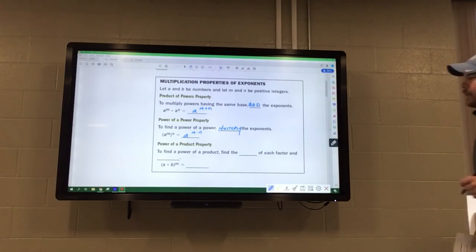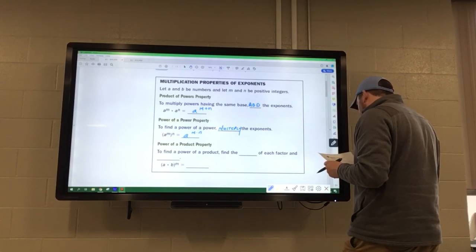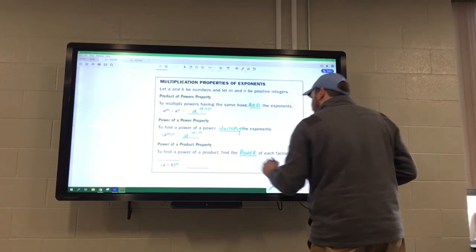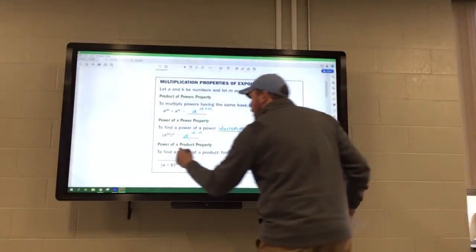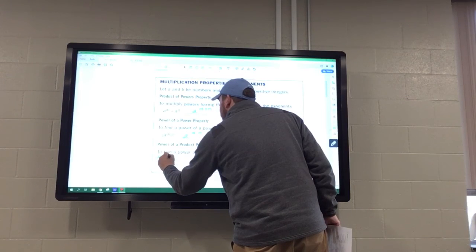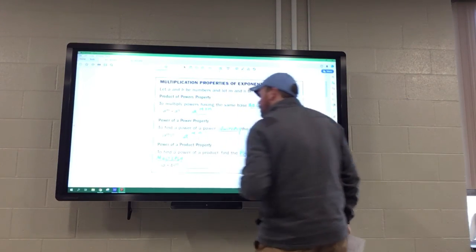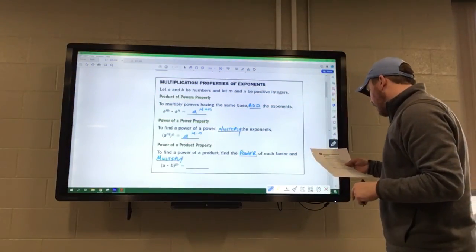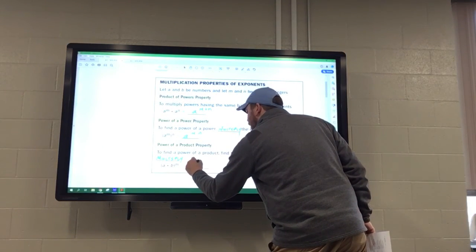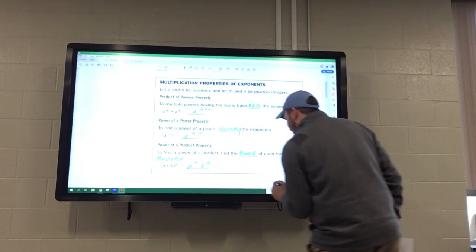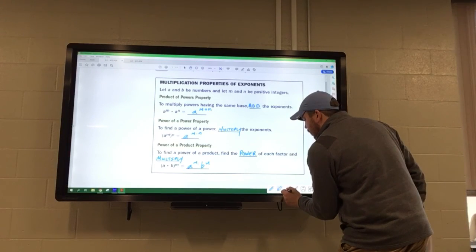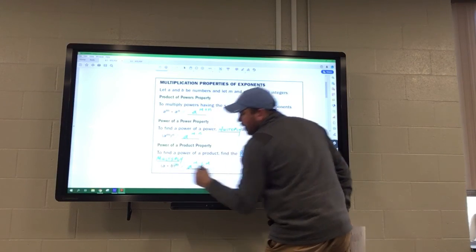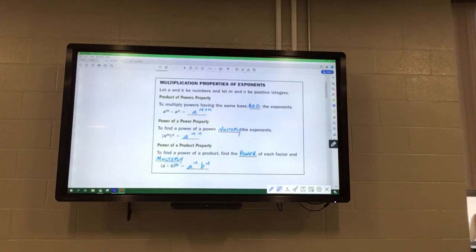And my last property for today: to find the power of a product, we find the power of each factor, and then multiply. So if we have something like (a times b) to the power of m, we are going to do a to the power of m times b to the power of m. Think of it this way: you need to apply that power of m to both terms, which we'll talk about more in just a moment.